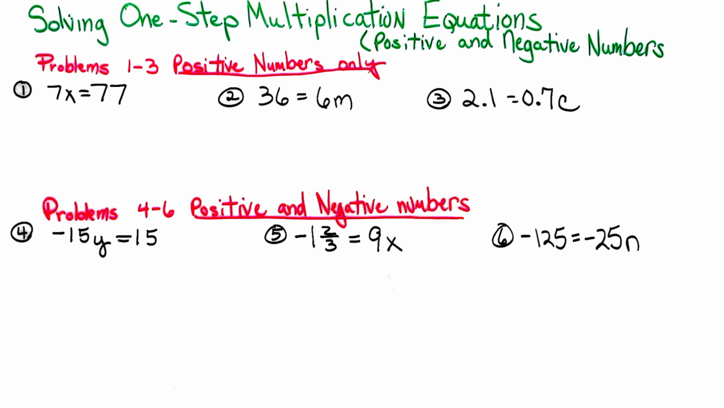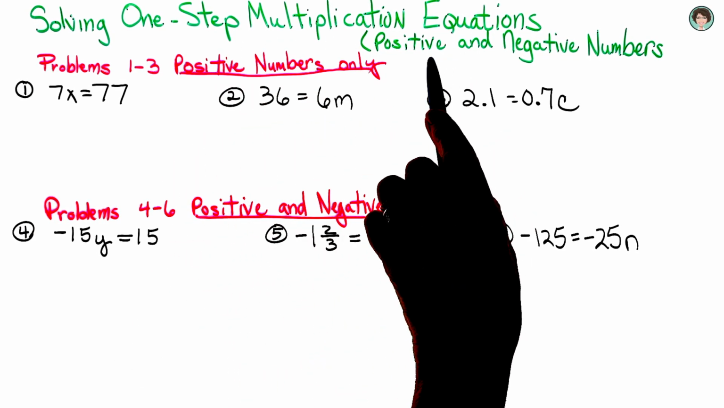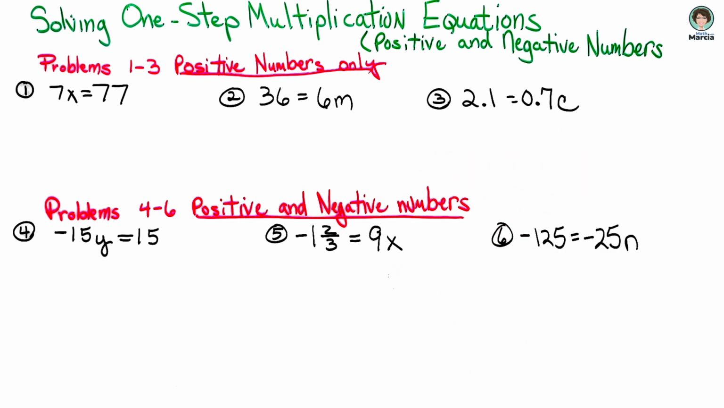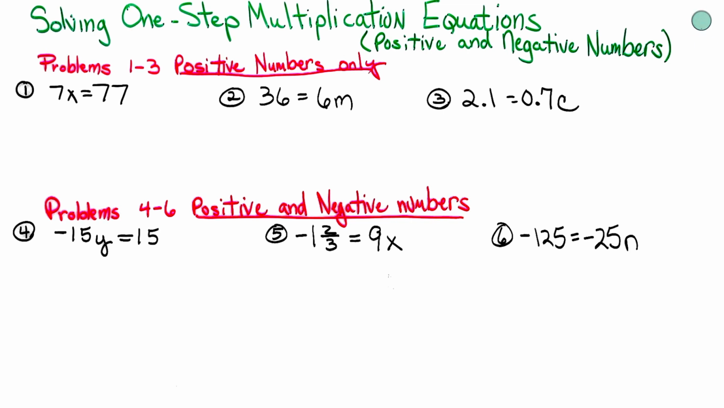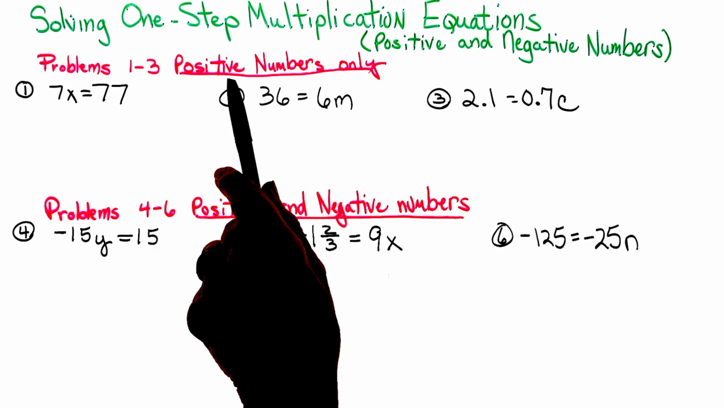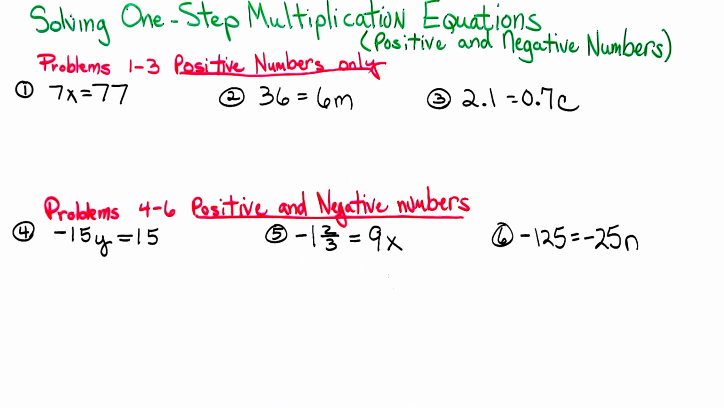For this lesson, we are going to be solving one-step multiplication equations. Notice I have that it is for positive and negative numbers. So I want you to notice the problems 1 through 3 are positive numbers only. That means you have not learned about integers yet. If you know about integers, problems 4 through 6 do have positive and negative numbers, and so you will be using your integer skills.